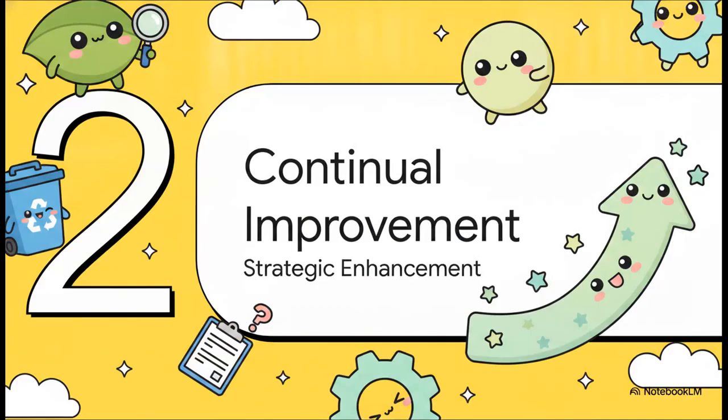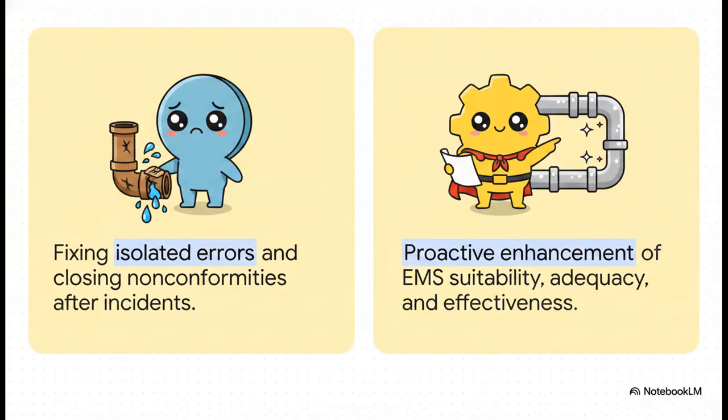Moving right along to Section 2, Rethinking Continual Improvement. Strategic enhancement versus fixing errors. We really need to talk about this because auditors constantly misunderstand what the word improvement actually means here. Okay, look at the stark contrast here. It is so common for organizations to think continual improvement just means closing out corrective actions. Like patching a leaking pipe or retraining staff after a chemical spill. But wait, that's really just fixing an isolated error.